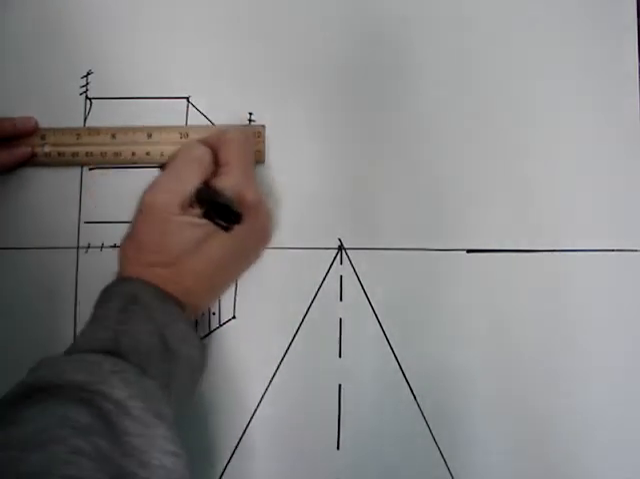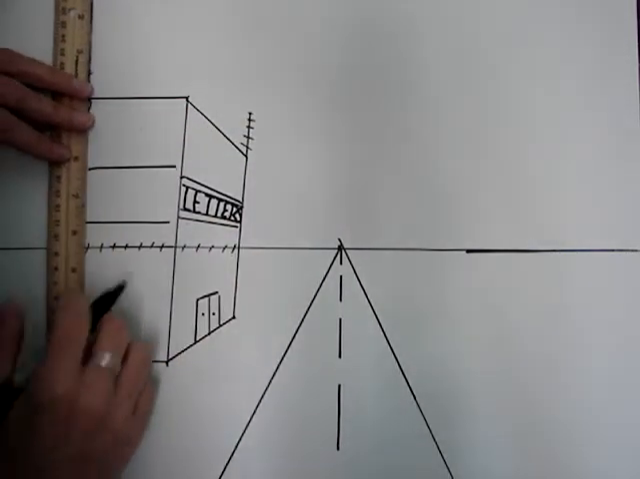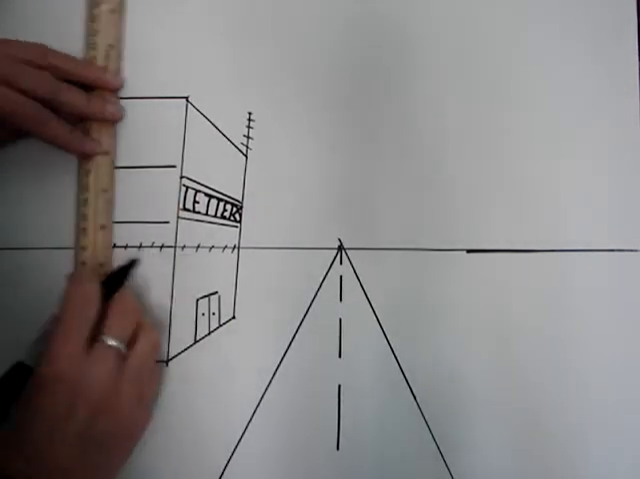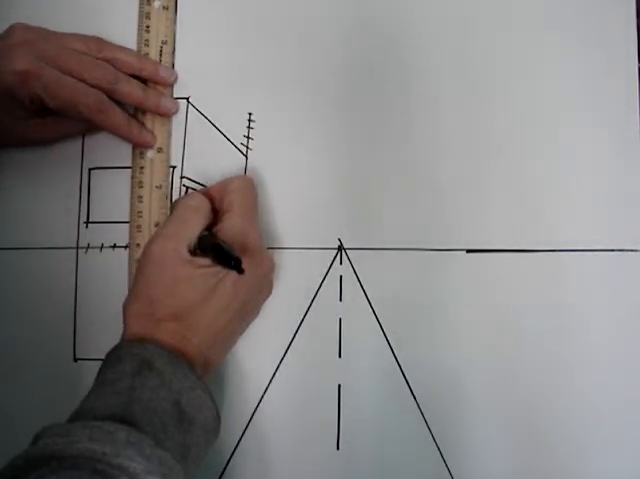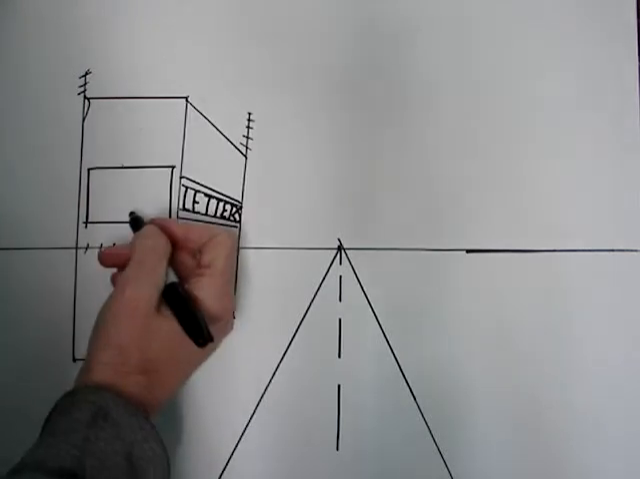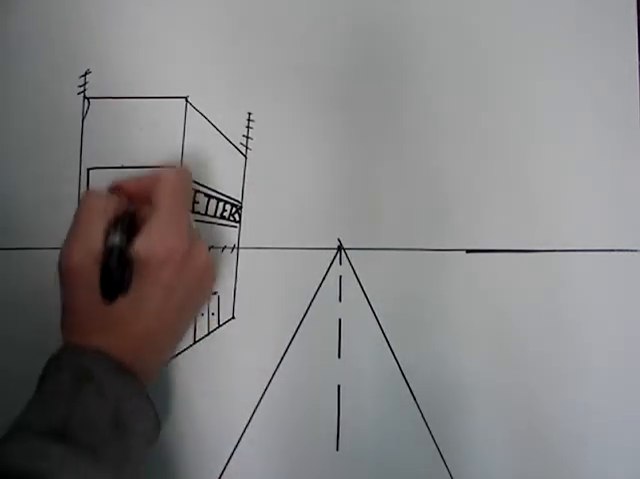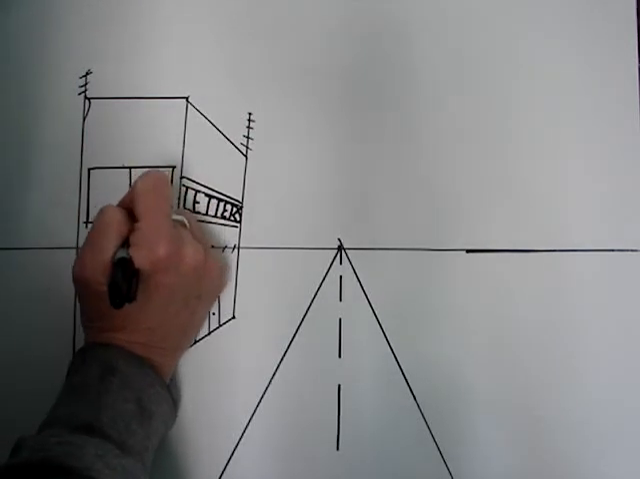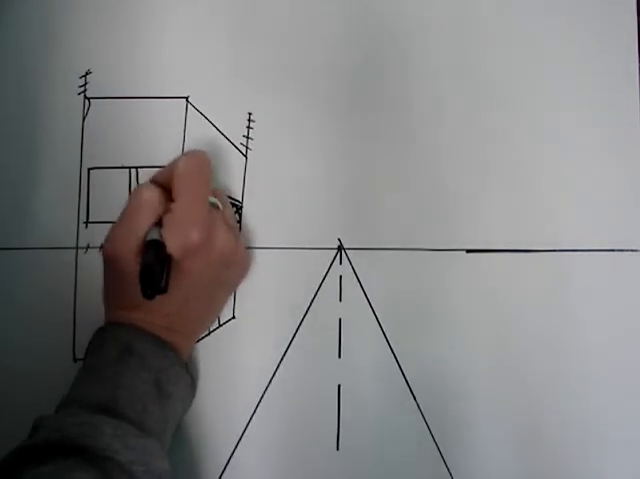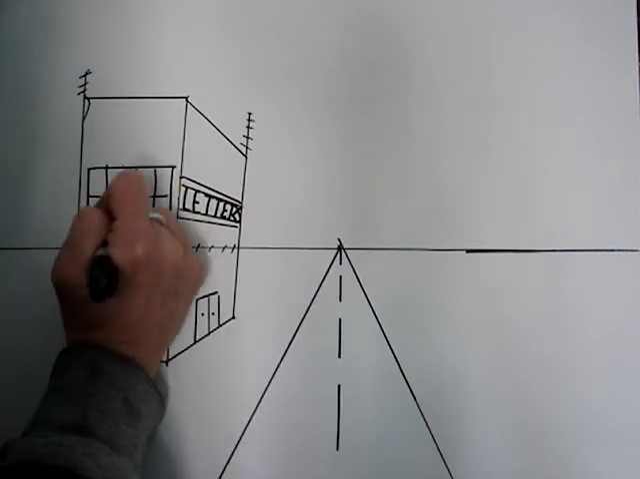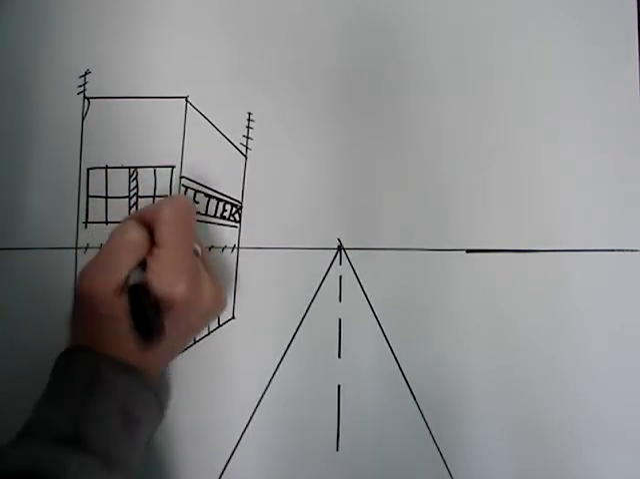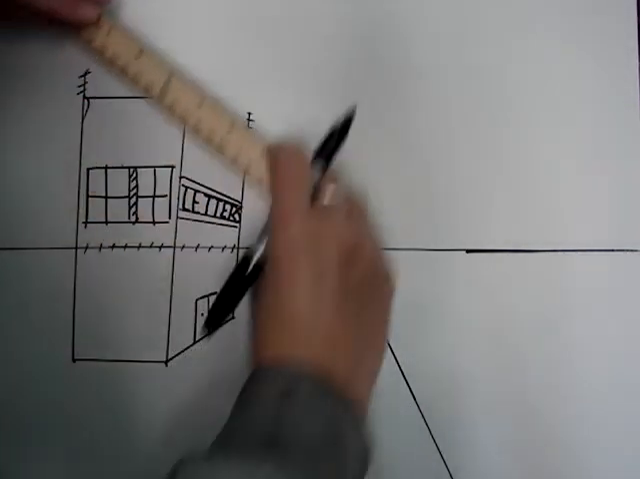If you want to do windows, my windows on this side are going to all be parallel to whatever lines. So that is parallel to that, that is parallel to that, those are parallel, and those are parallel. And then I can, all right, make yours look nice and neat.